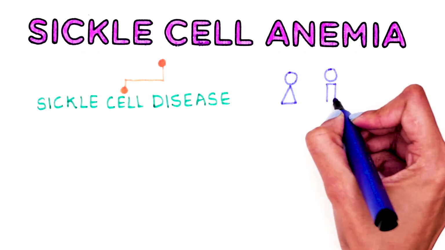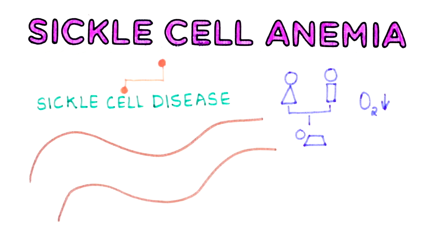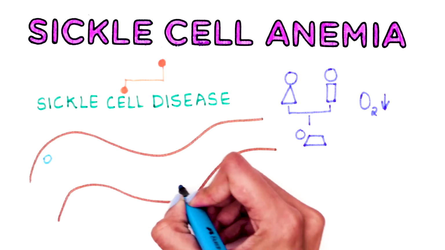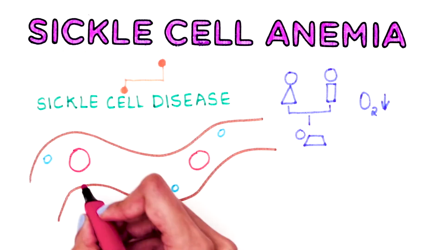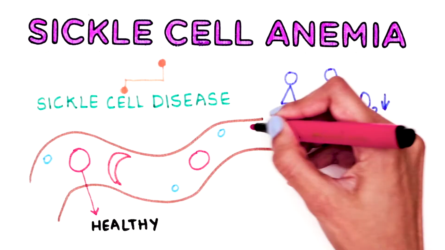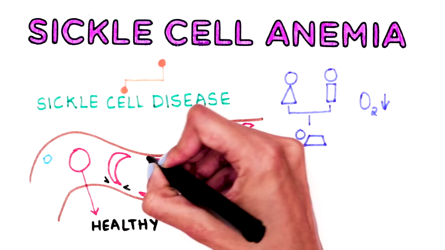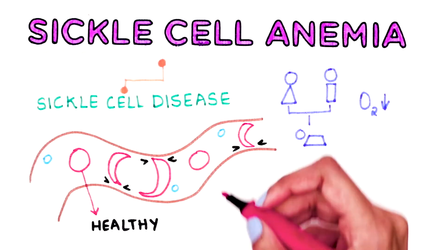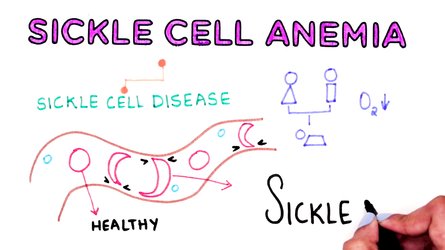This is an inherited red blood cell disorder in which there aren't enough healthy red blood cells to carry oxygen throughout your body. Normally, red blood cells are round and flexible and can move easily through the blood vessels. In sickle cell anemia, the red blood cells are shaped like sickles or crescent moons. These rigid sickle-shaped cells can get stuck in small blood vessels, causing the blood flow and oxygen to parts of the body to slow down or get blocked.